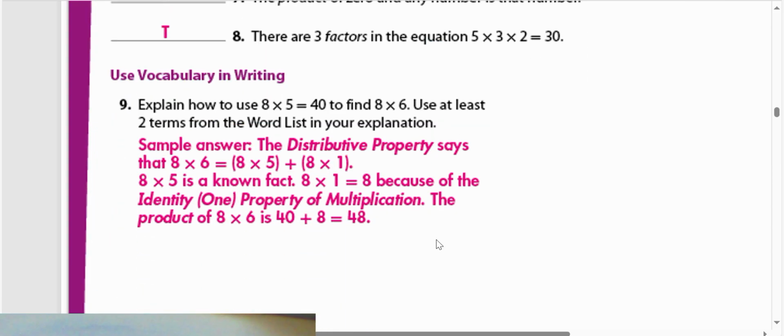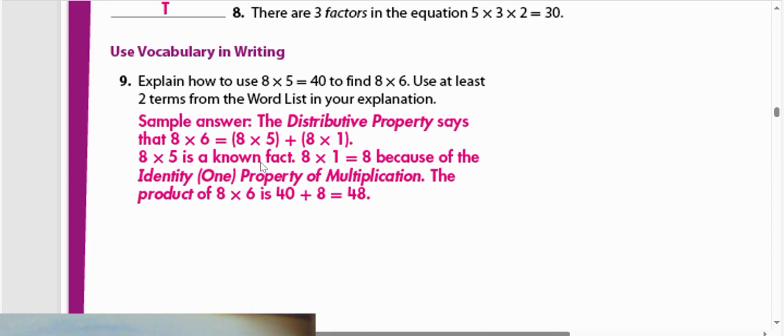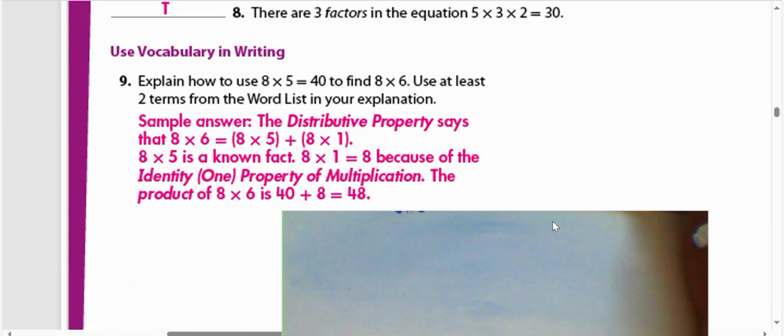Next question. This vocabulary writing: explain how to use 8 times 5 equals 40 to find 8 times 6. Use at least 2 terms from the word list in your explanation. We can use these properties. He tells us we can use 8 times 5 equals 40. He gives you this information.